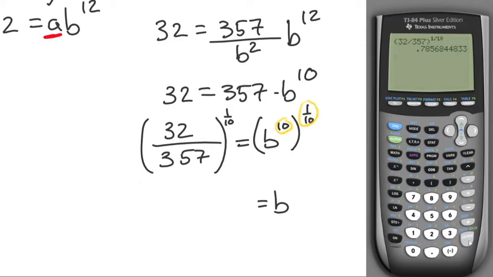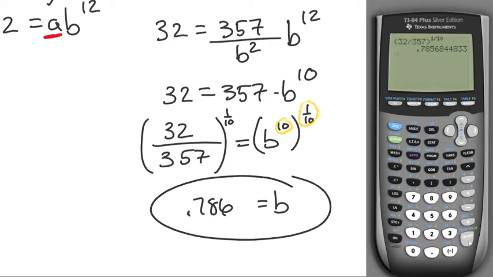Not the prettiest number in the world. So it says it's 0.7, I'm going to round to 3 places here. I'm going to say 0.786. So B is 0.786.